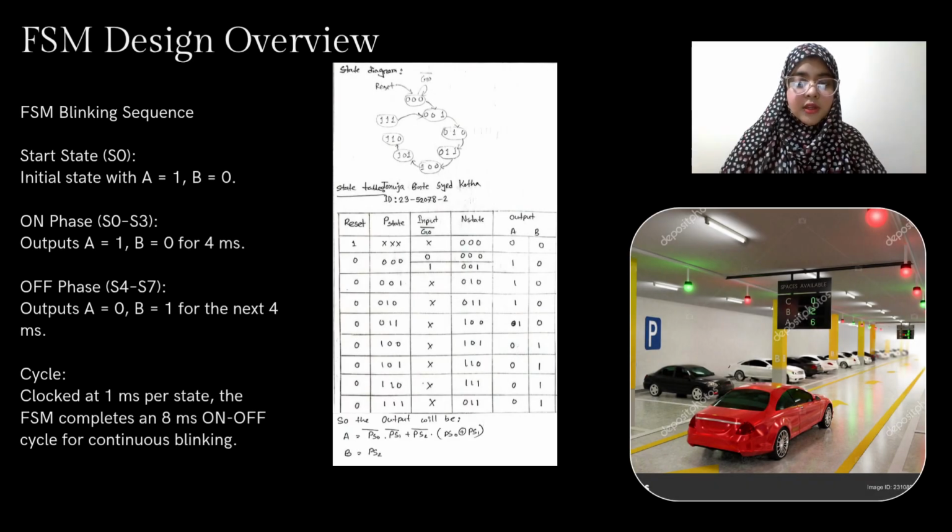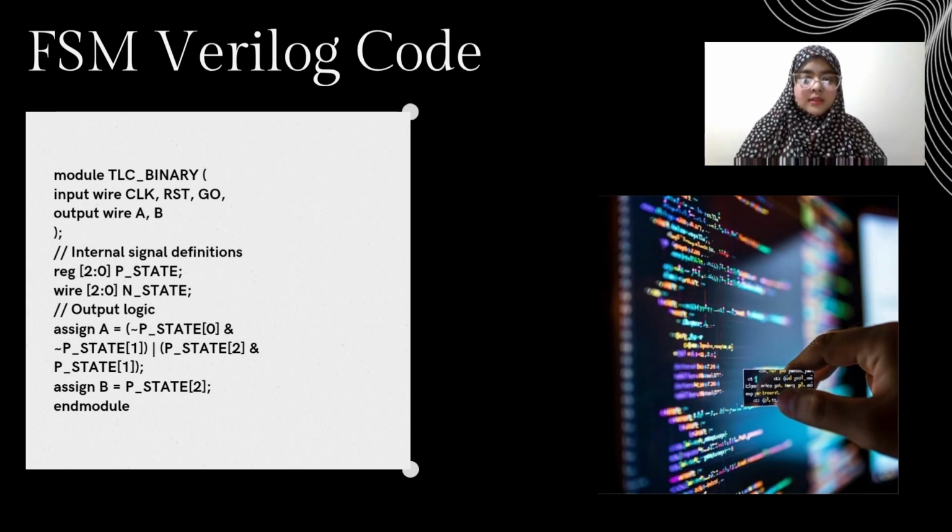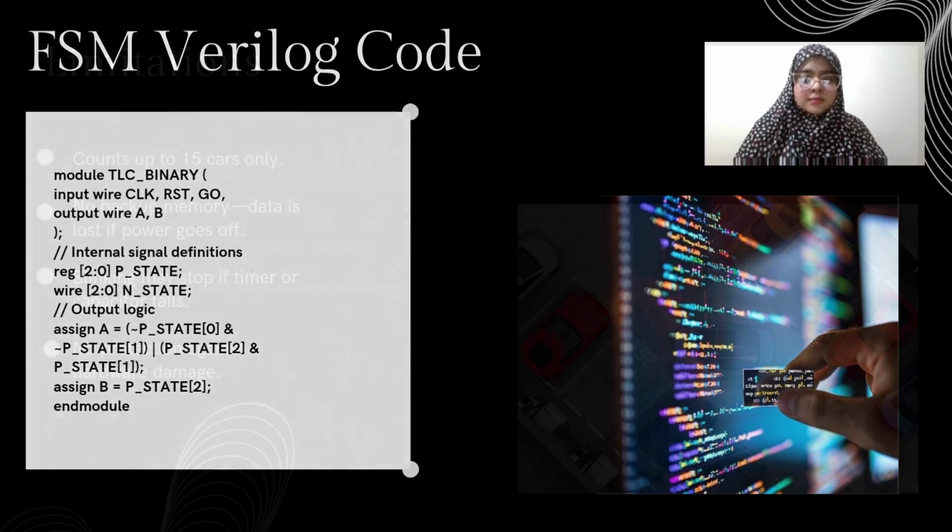To manage the blinking display more accurately, we designed a simple finite state machine. Here is the state diagram and the table for the FSM designed to display blinking. In this slide, I present the Verilog code for our FSM. It's a very simple module that updates the state every clock cycle and outputs either A or B depending on which state we are in.